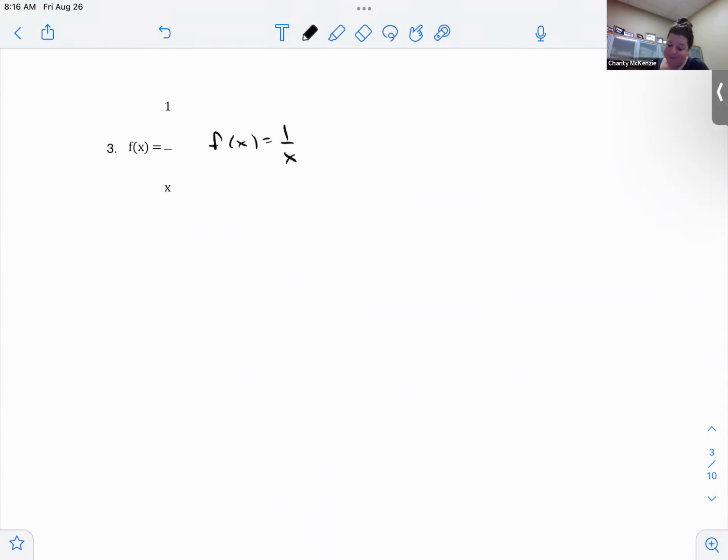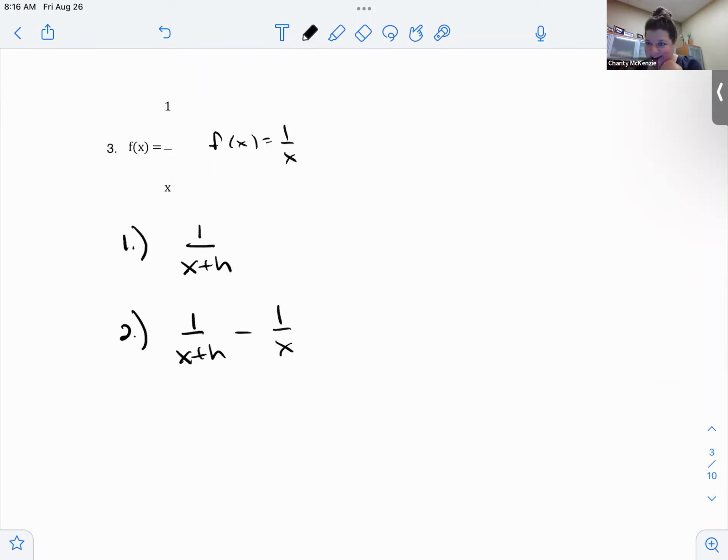This one is a rational function, so it becomes hard because you have to add ugly fractions. Step 1 says put in the x plus h, so 1 over x plus h. Can't really do much. Step 2 says, what do we do for step 2? Subtract off the original. So 1 over x plus h minus 1 over x.